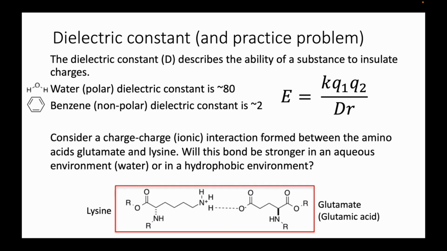So prove it to yourself. Here's a practice problem you can work on your own. Consider a charge-charge or ionic salt bridge interaction formed between the amino acids glutamate and lysine. Here are the structures down here. We've got lysine, whose side chain is positively charged. We've got glutamate, also called glutamic acid, whose side chain is negatively charged, so we have a formal positive charge interacting with a formal negative charge. Will this non-covalent ionic interaction be stronger in an aqueous environment like water or in a hydrophobic environment? Use Coulomb's law, prove that to yourself, and come up with the answer to this question.